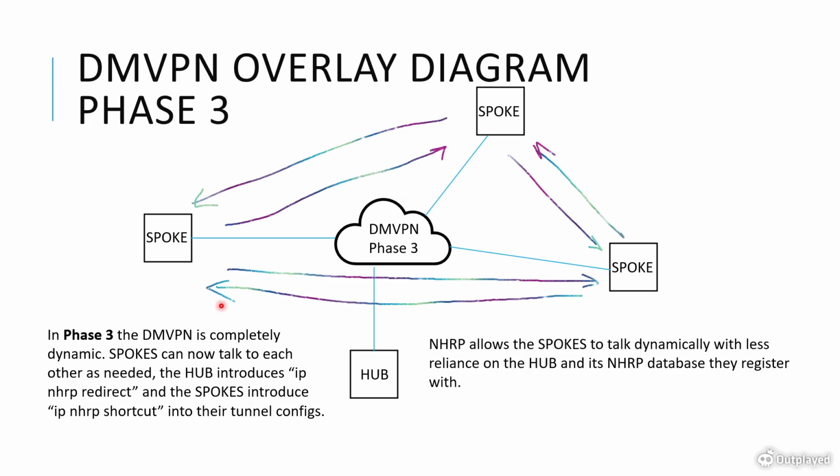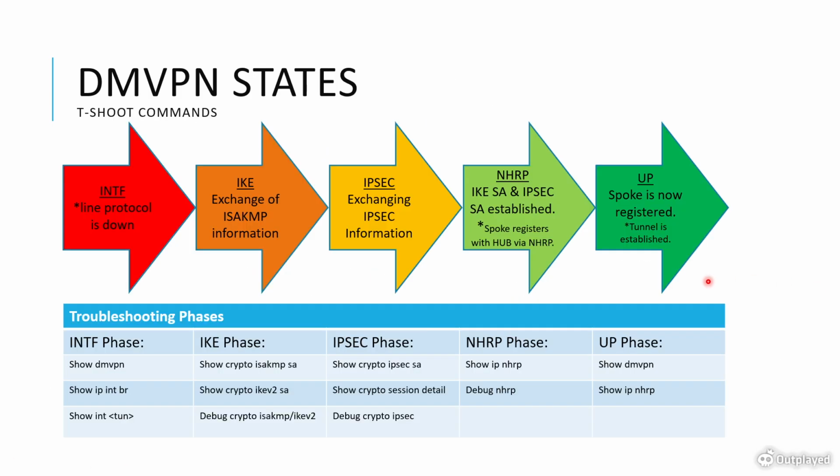The hub introduces the ip nhrp redirect command, and the spokes introduce the nhrp shortcut command into their tunnel configurations. NHRP allows the spokes to talk dynamically with less reliance on the hub in phase 3. And now the NHRP database that they register with the hub is being more lenient with the ip nhrp redirect and handing off the spoke communication for the spokes to handle themselves. So you see it becomes less intensive on the CPU being a phase 3 versus a phase 1, where everything is being run through that hub.